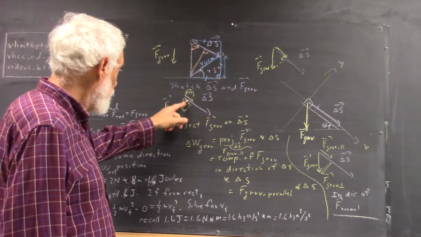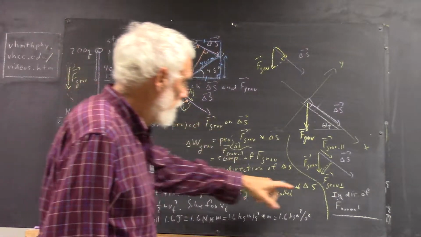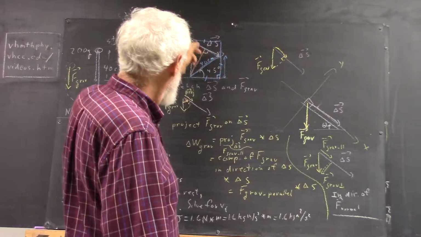So from this angle you can find F grav parallel, and then you can find the magnitude of delta S from this triangle.